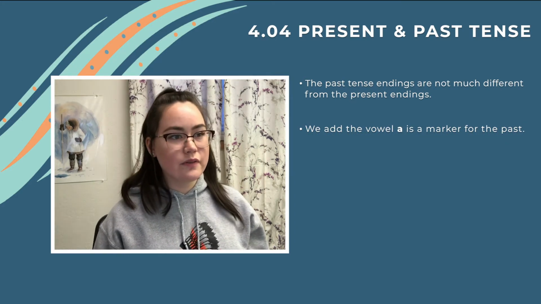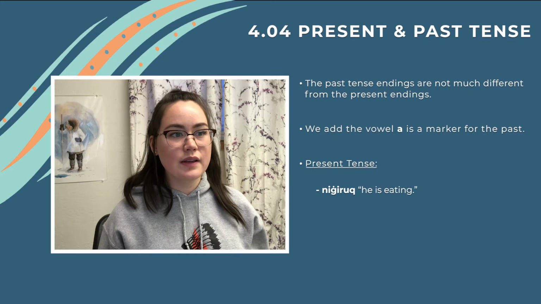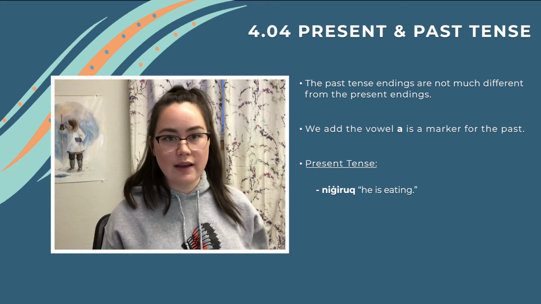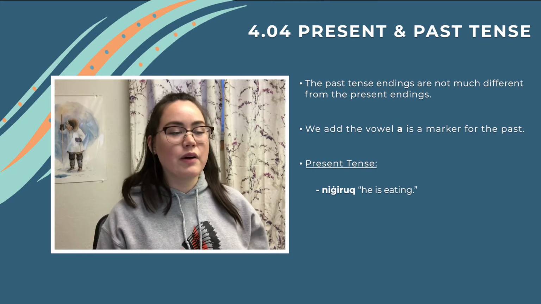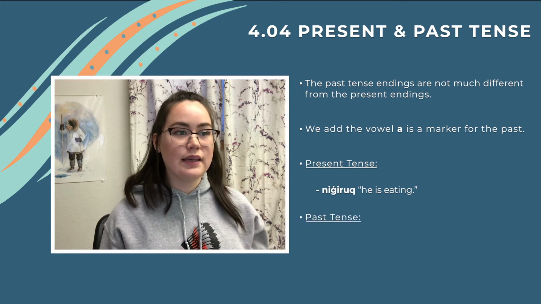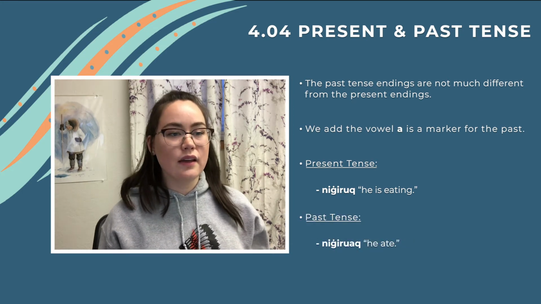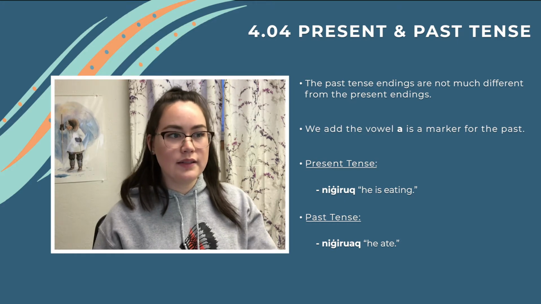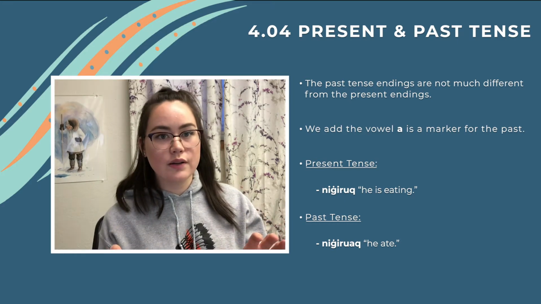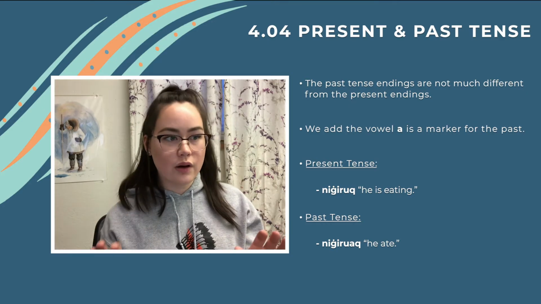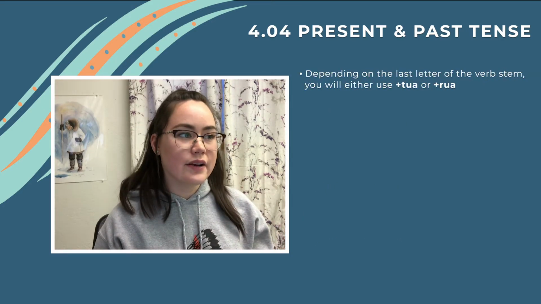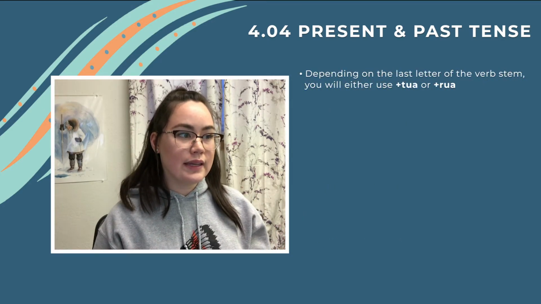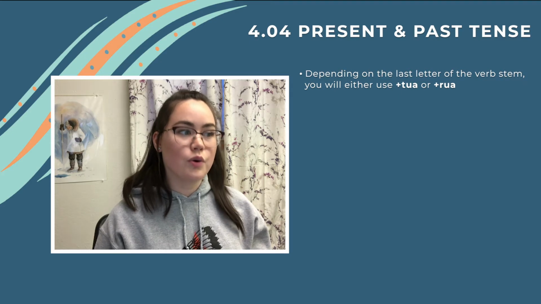So, for example, for the present tense, we say nererok. He is eating, like right now. But when we want to say past tense, like he ate, we would say nererok. You see that we added the extra a in there. Depending on the last letter of the verb stem, you will either use toa or roa.